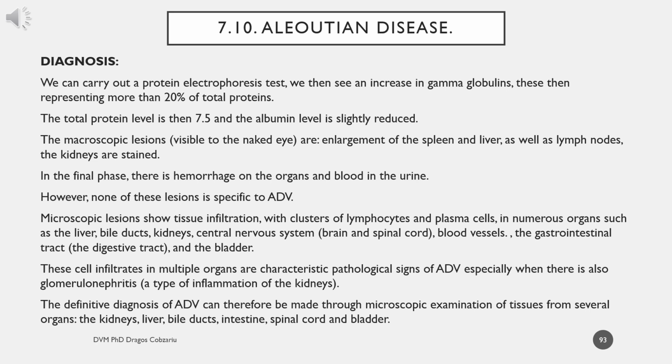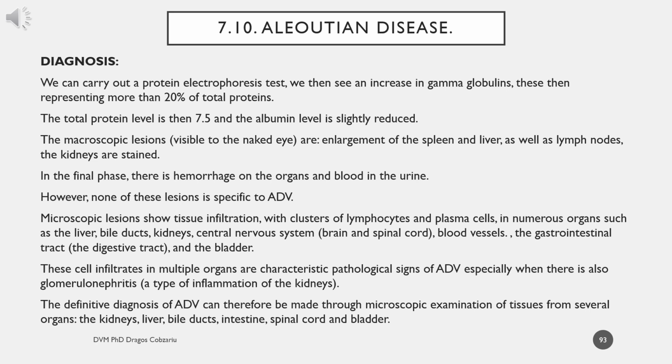The macroscopic lesions, visible to the naked eye, are enlargement of the spleen and liver, as well as lymph nodes. We also see that the kidneys are stained. In the final phase, there is hemorrhage on the organs and blood in the urine. However, none of these lesions is specific to ADV.